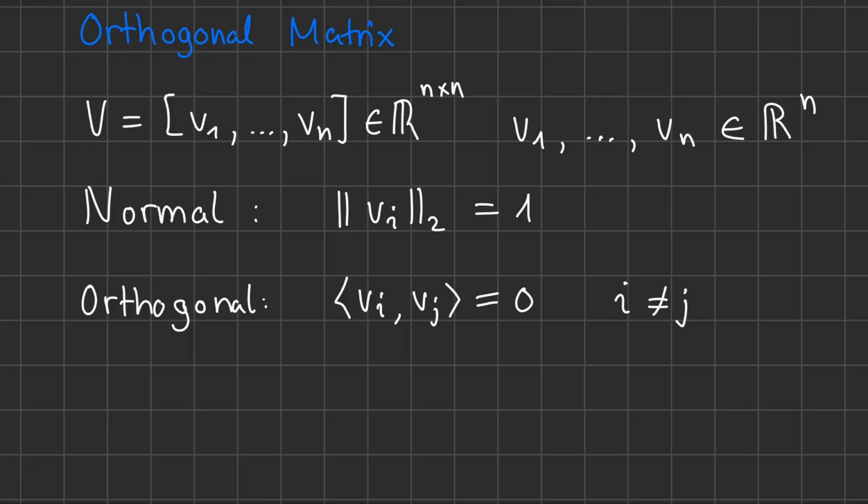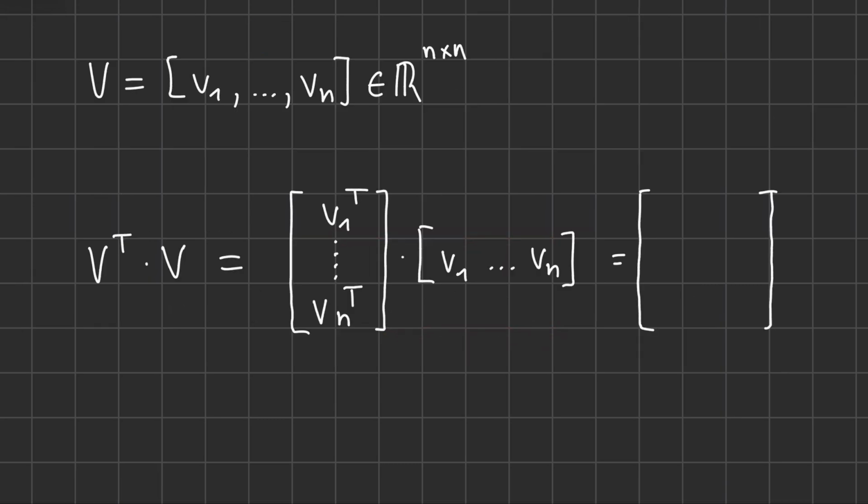But let's summarize once more. An orthogonal matrix is a real square matrix whose columns are orthonormal vectors. They each have a length of 1 and are pairwise orthogonal. Let us take a look at what happens if we transpose this matrix and multiply it to the left side of the matrix itself. First, if we transpose the matrix, all the columns become its rows, and its rows become its columns. So we get exactly this form.